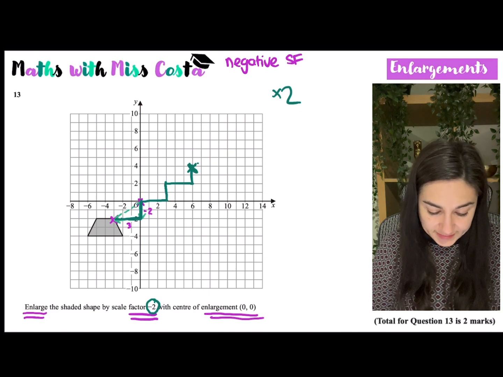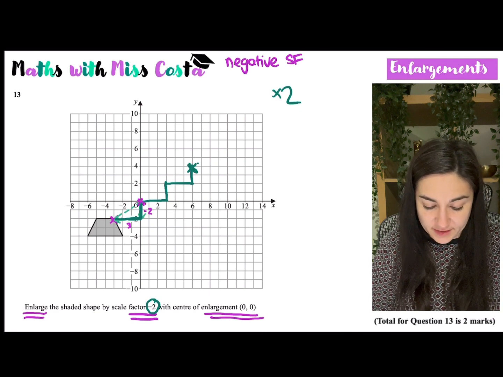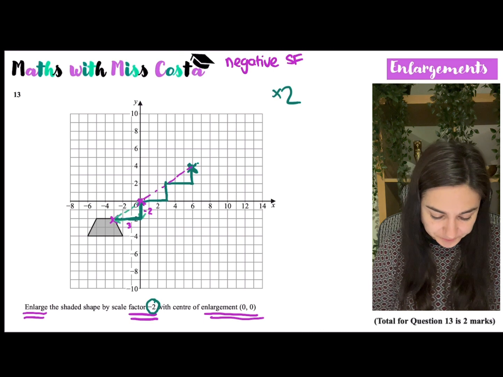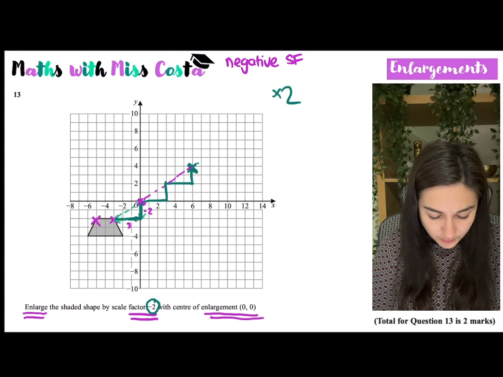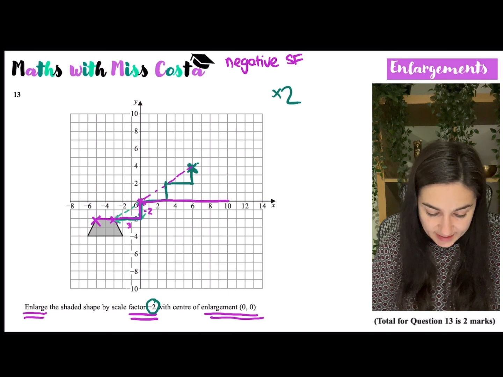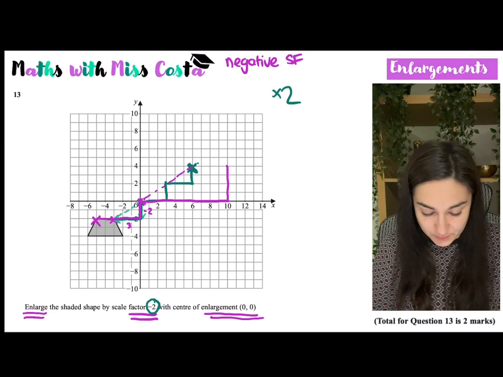The reason I've done this is because from the centre of enlargement, I need a distance of double whatever the distance is to the centre of enlargement. So I can choose another point. What am I doing? So this is the point -5, 2. So I go across 5, up 2. So I'm going to go across 10 and up 4. So the next point would be 10, 4.